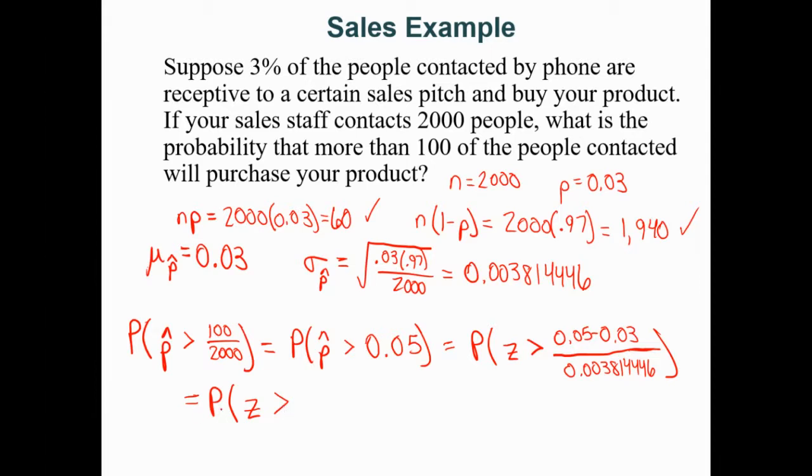That's right, 5.24. Now, does our table give us that as greater than? No, so I need to do 1 minus the probability that z is less than 5.24. Oh, good. Yeah, that's a little big for our table, right? What would the probability be of that then?